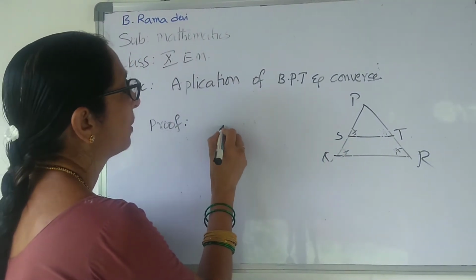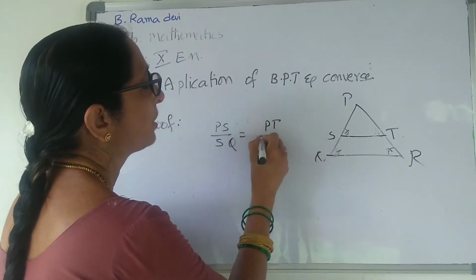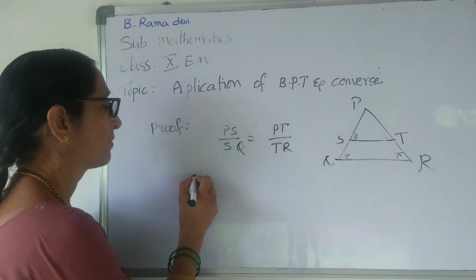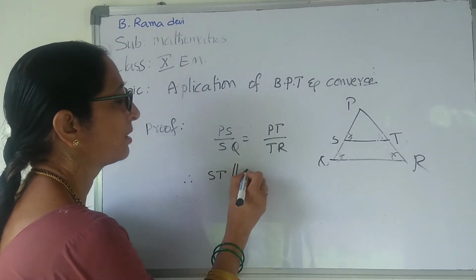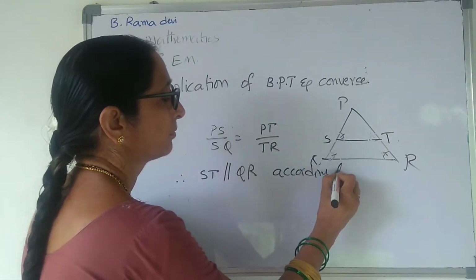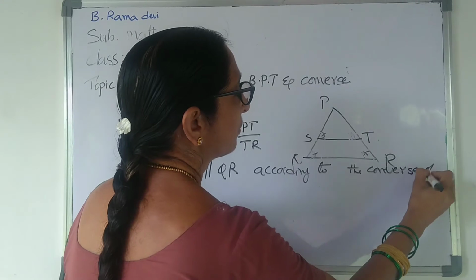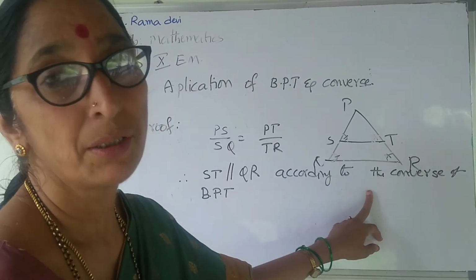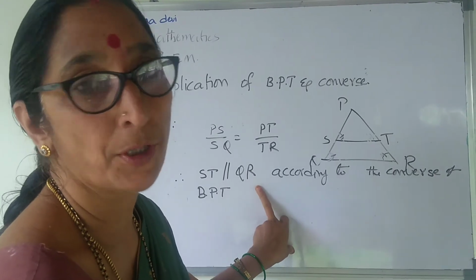The data is PS by SQ is equal to PT by PR. So ST is parallel to QR according to the converse of BPT. According to the converse of BPT, ST is parallel to QR. This is the first point.